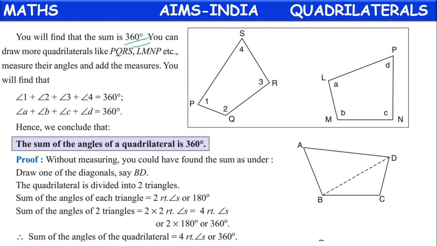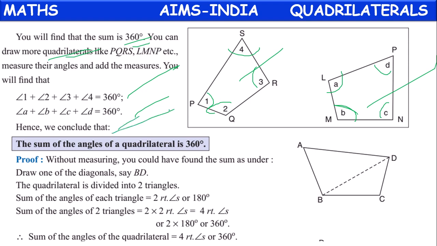You find it is 360 degrees. You can draw more quadrilaterals, like PQRS, like LMNP. You can measure any type of quadrilateral. If you measure these angles 1, 2, 3, 4, or measure A, B, C, D, what will you find? The total sum of 1, 2, 3, 4 will be 360, and the sum of A, B, C, D will be 360. Hence we can conclude that the sum of angles in any quadrilateral is equal to 360 degrees.